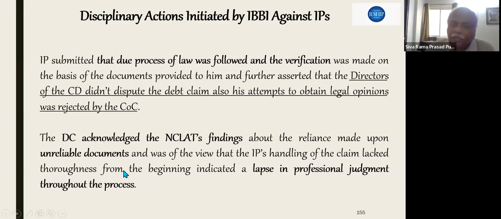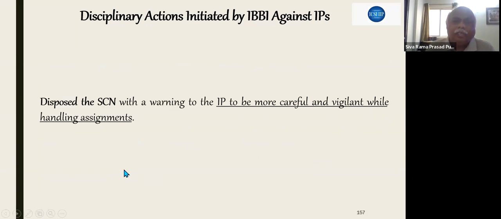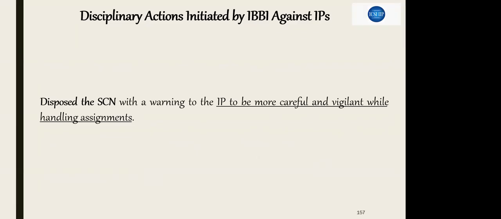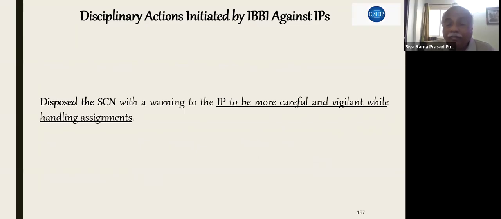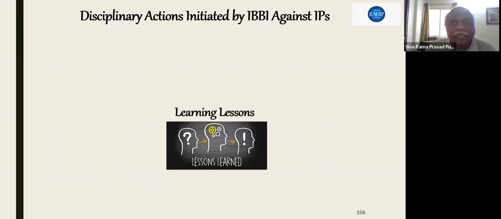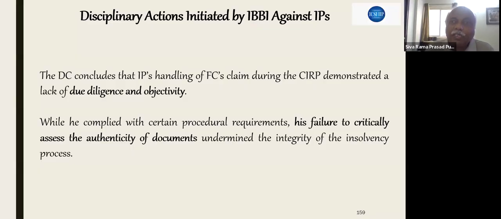Next one is DC. Penalties: dispose of the show cause notice with a warning, to be more careful and vigilant while handling the assignment. Learning lessons: the DC concluded that the IP, handling financial creditor claims during CIRP, demonstrated a lack of due diligence and objectivity. While he complied with certain procedural requirements, his failure to critically assess the authenticity of the documents undermined the integrity of the insolvency process.